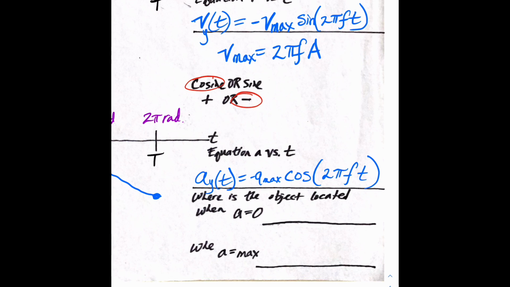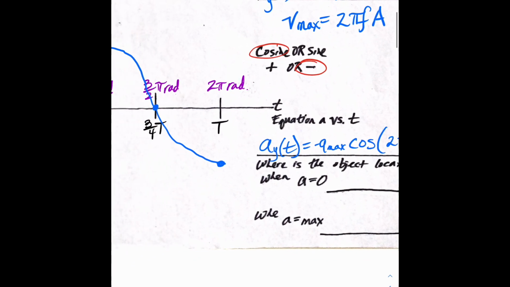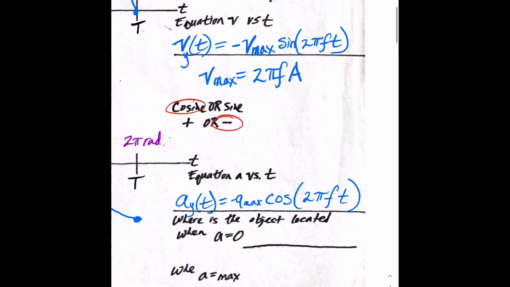Okay, so then what is A max? Well, A max, and once again, if you know calculus, you can kind of make sense of why this is. If you don't, well, we'll make sense of it later. But we can see that A max is equal to (2 pi f) squared times the amplitude. And finally, these last two questions: where is the object located when a equals 0?